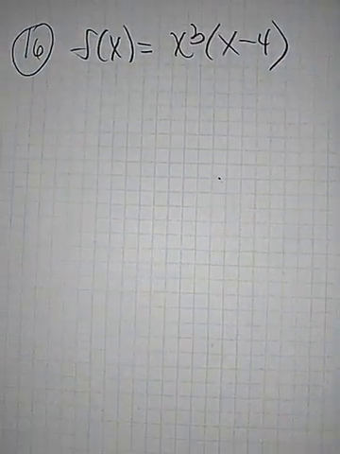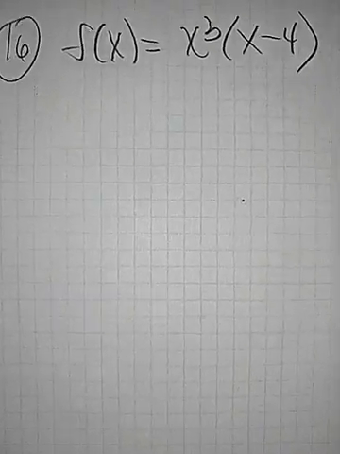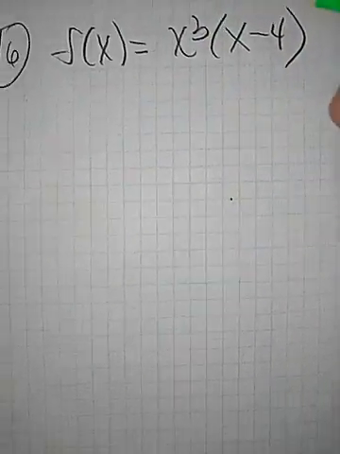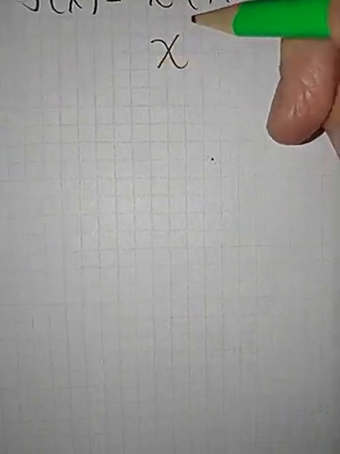Okay, we're going to find the second derivative, and then we're going to find possible points of inflection and discuss the concavity for number 16. All right, so to avoid the product rule, I'm going to multiply this in. So I have x to the 4th minus 4x to the 3rd.